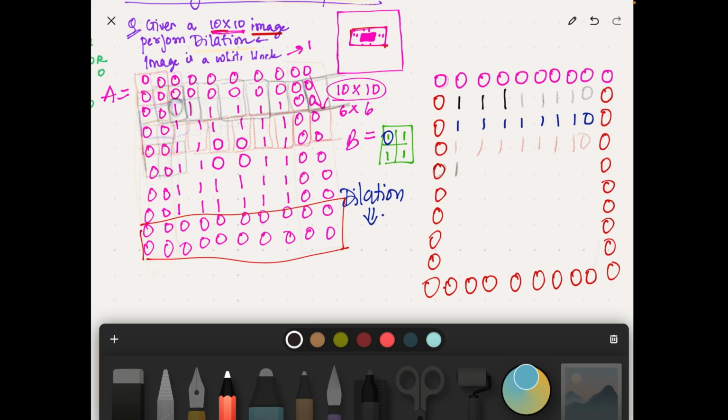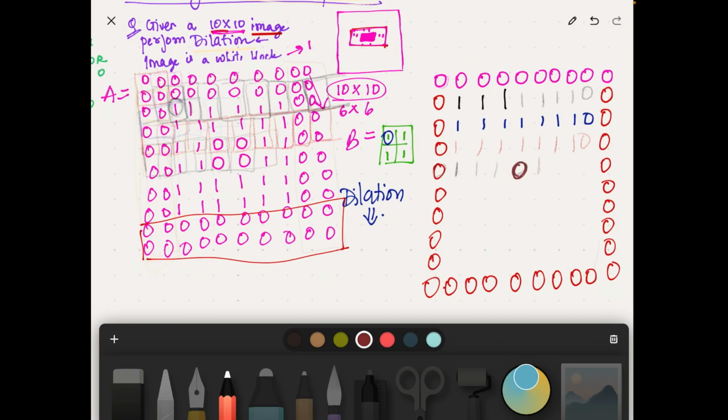Next block is giving us a 1 also. Next block also gives us a 1. The next block is 0 0 0 0. This is going to give you a 0, right? Because there is no maximum obtained, so that becomes a 0. Then we move on to the next one.